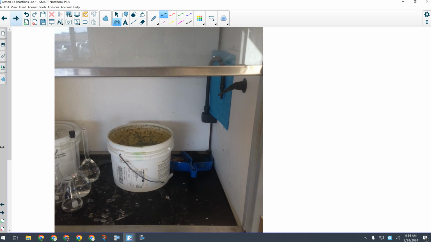All the stuff goes in the disgust bucket when you're done. Don't run any of it down the sink. Bring the dish back over, rinse it off with the wash bottle into the disgust bucket, because some of the stuff has got lead in it, some of it is highly acidic, highly basic. We don't want it going down the sink.